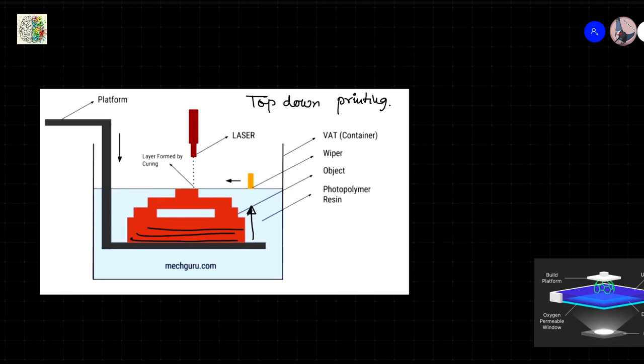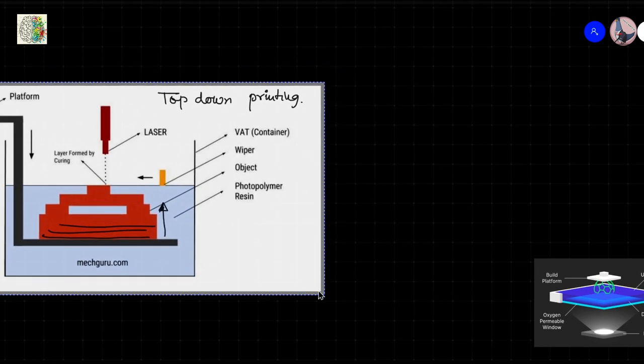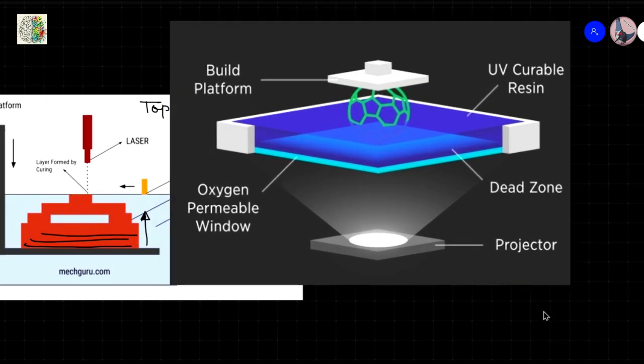Okay, whereas this other one which I have shown you, this one, is also very similar to it, but here the difference is that your laser was on top, here the laser is in the bottom. So the laser is at the bottom, and this build platform is going up. Initially the build platform was here, and then every layer was made by this UV light. This is the object which is being formed. So this is called bottom up printing. It is because this platform is going up, and the object is getting printed in an upside down manner.